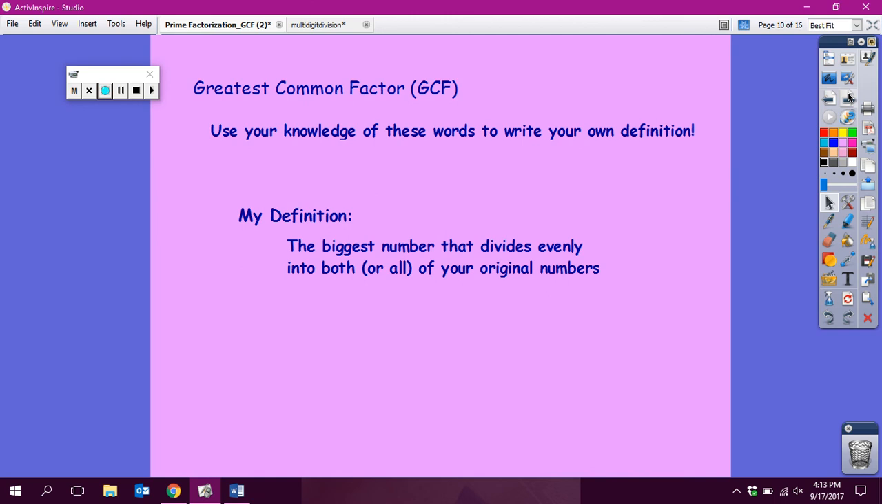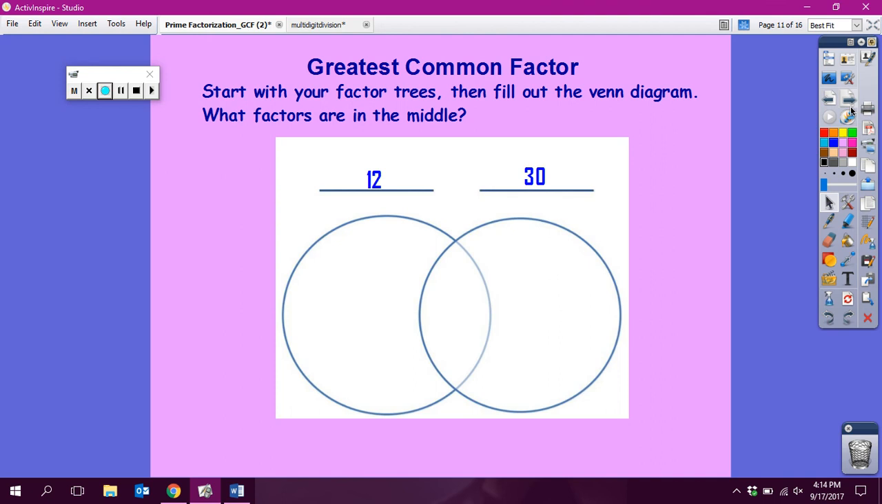Another definition that you could use is the biggest number that divides evenly into both or all of your original numbers, because sometimes you're given more than 2. Sometimes you have 3 numbers that you have to find the greatest common factor for. Keep in mind that we are using prime factorization for GCF. In the past, you may have used something called the rainbow. Miss Simmons doesn't particularly like the rainbow method because to me it's messy and it leaves a lot of room for error. If you don't know what the rainbow method is, that's okay. We're going to use greatest common factor with prime factorization, which again you may not be familiar with, but that is okay.